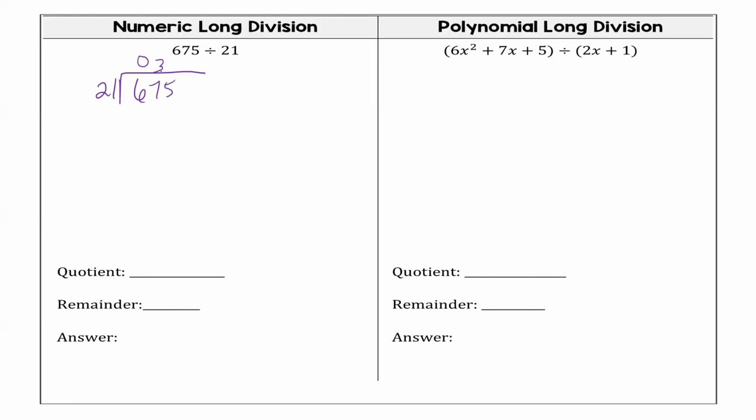So now I'm going to multiply. 21 times 3 gives me 63. Now we're going to subtract, because after we divide, we multiply, we subtract. 67 minus 63 gives me a remainder of 4. Yes? We're good? We're still here?